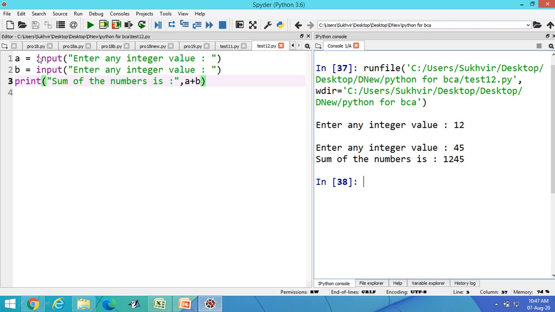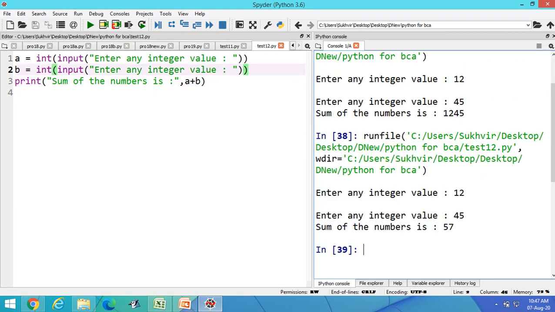If I write here int, then input, enter any integer value. Again I am writing int, input, any integer value. Then if I add the values, I will get the appropriate answer, that is 57. Otherwise concatenation of the contents happens, because we are entering the data as string, not integer. That's why the output is like this.